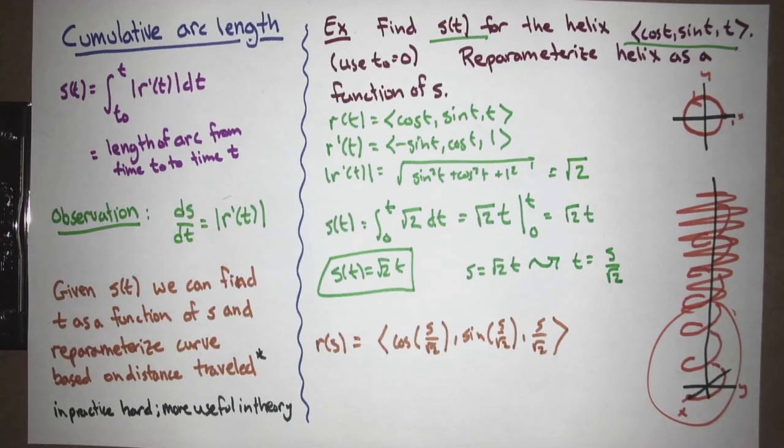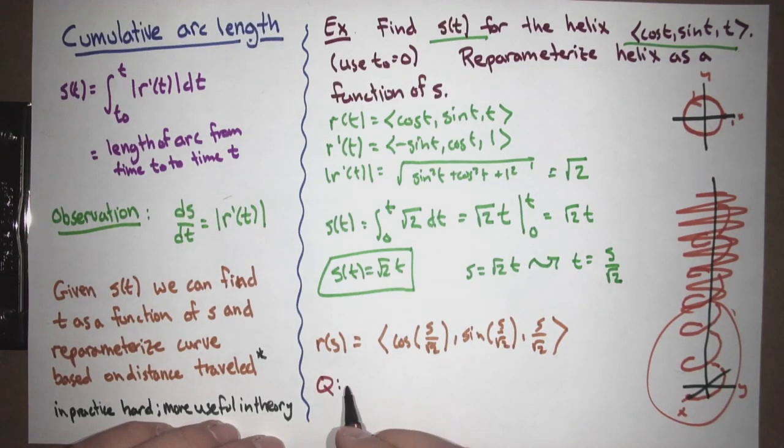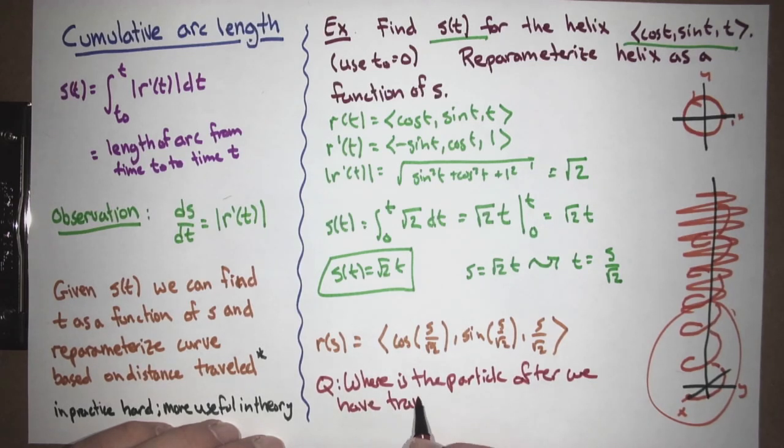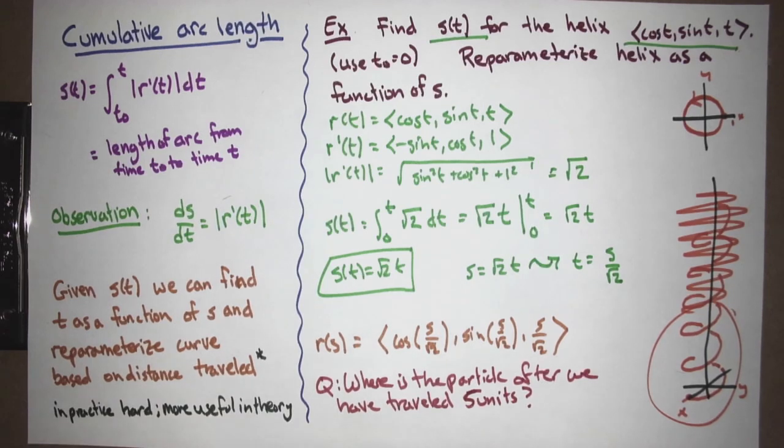And I have a little bit of space here, so let's ask a quick question. Where is the particle after we have traveled 5 units? How could we answer this question? And I probably shouldn't have chosen 5 because my 5s look too much like my s's. So how can we answer this question?